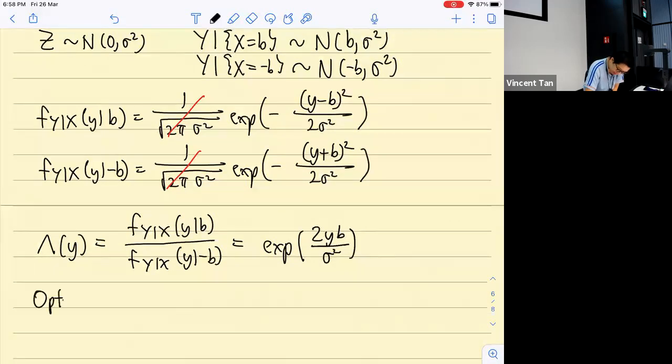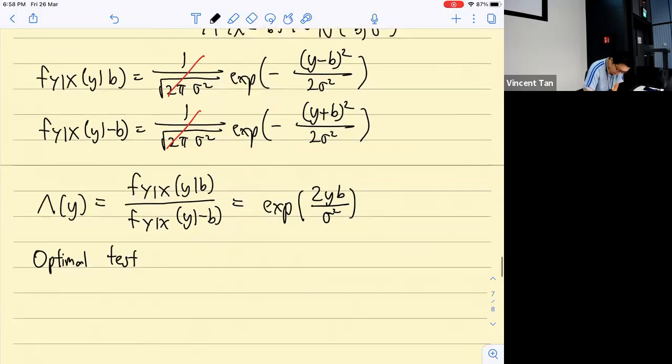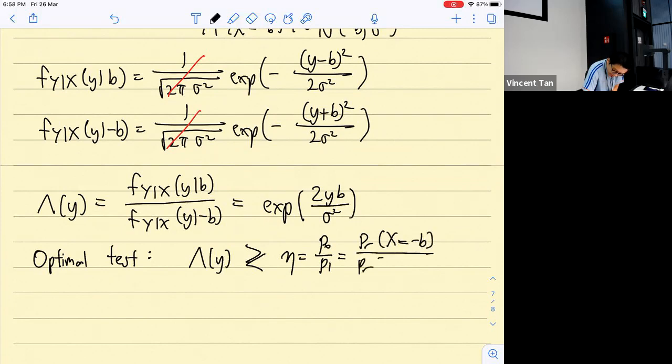So the optimal detector, the optimal test, is the following. You take the likelihood ratio and you compare that to eta, which is defined as p0 over p1. Now p0 is the probability that x is equal to minus b, and p1 is the probability that x is equal to plus b. So here we make the decision that x hat is equal to b. Here you make the decision that x hat of y is equal to minus b.